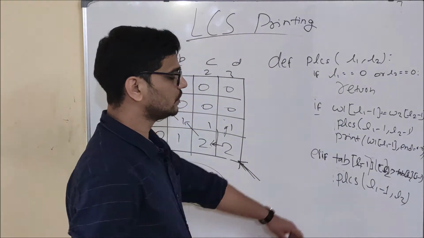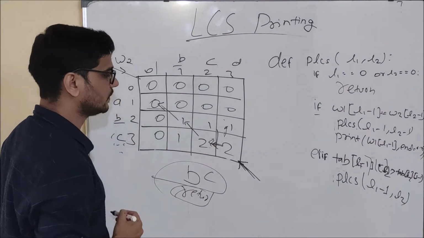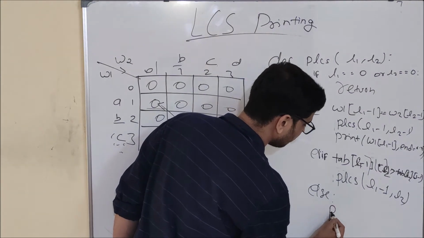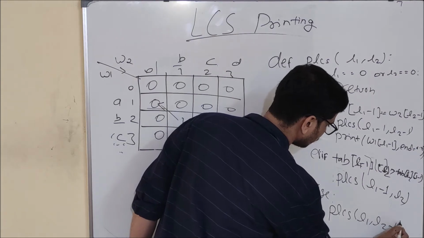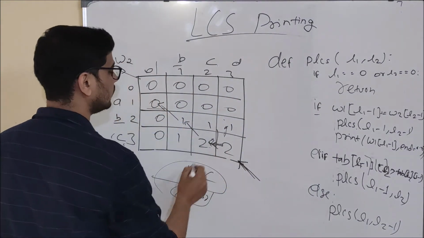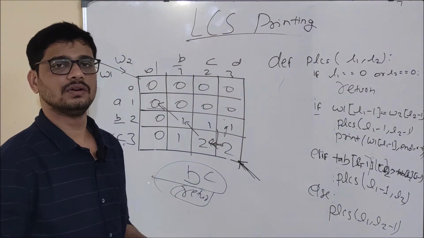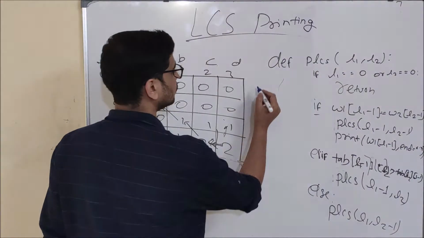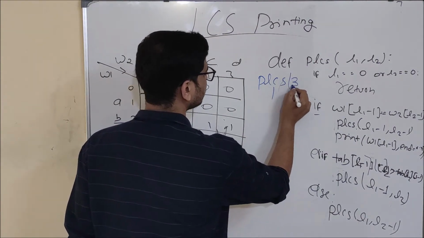If this is not the case, that means I came from the left. So else, I will call PLCS of L1, L2 minus 1, that is, I will move left. And this is our code for printing the LCS. Now I will do a dry run for this code. Let's see how this code will execute. First of all, we will call PLCS 3,3.